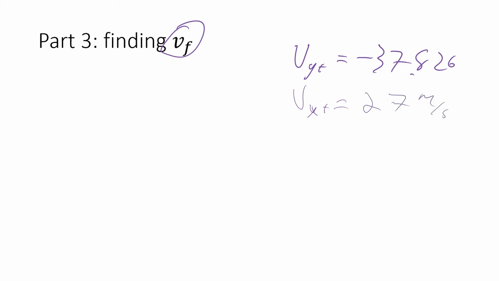And what do we have? We have the initial y velocity, the final y velocity, which is VYF equals negative 37.826. Sorry, it's kind of hard to write on the screen while looking away. We also have VX final equals, well, x doesn't have any acceleration, so we know that it's just 27 meters per second. Also, this one is meters per second too.